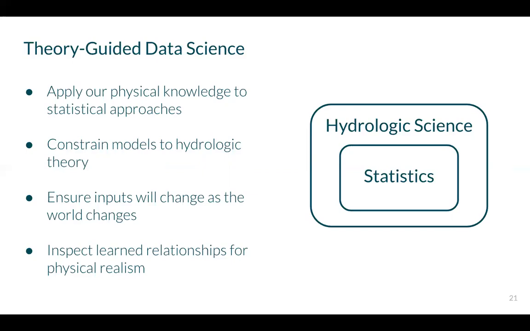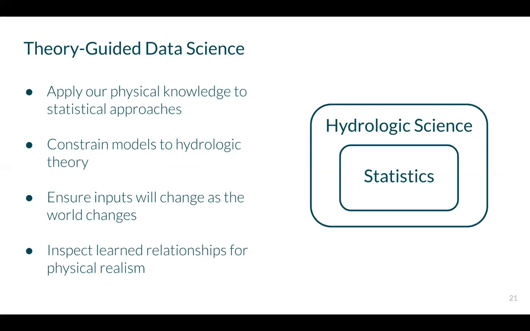So what does this actually look like? One of the biggest ways we do this is we constrain our statistical models using hydrologic theory. That means we don't put any inputs into the model that shouldn't be hydrologically relevant. So I'm not going to put in, say, the median income of people who live in this basin, because hydrologic science tells me that should not at all be relevant to the amount of streamflow I'm seeing.